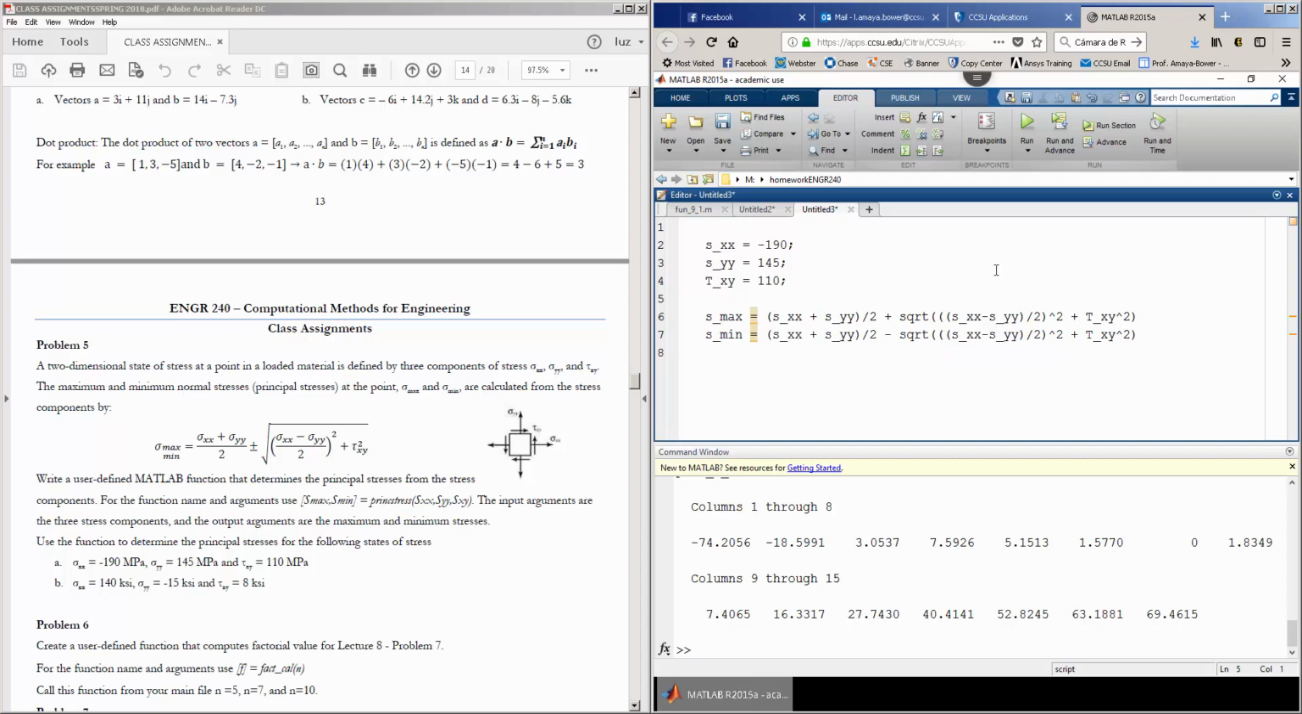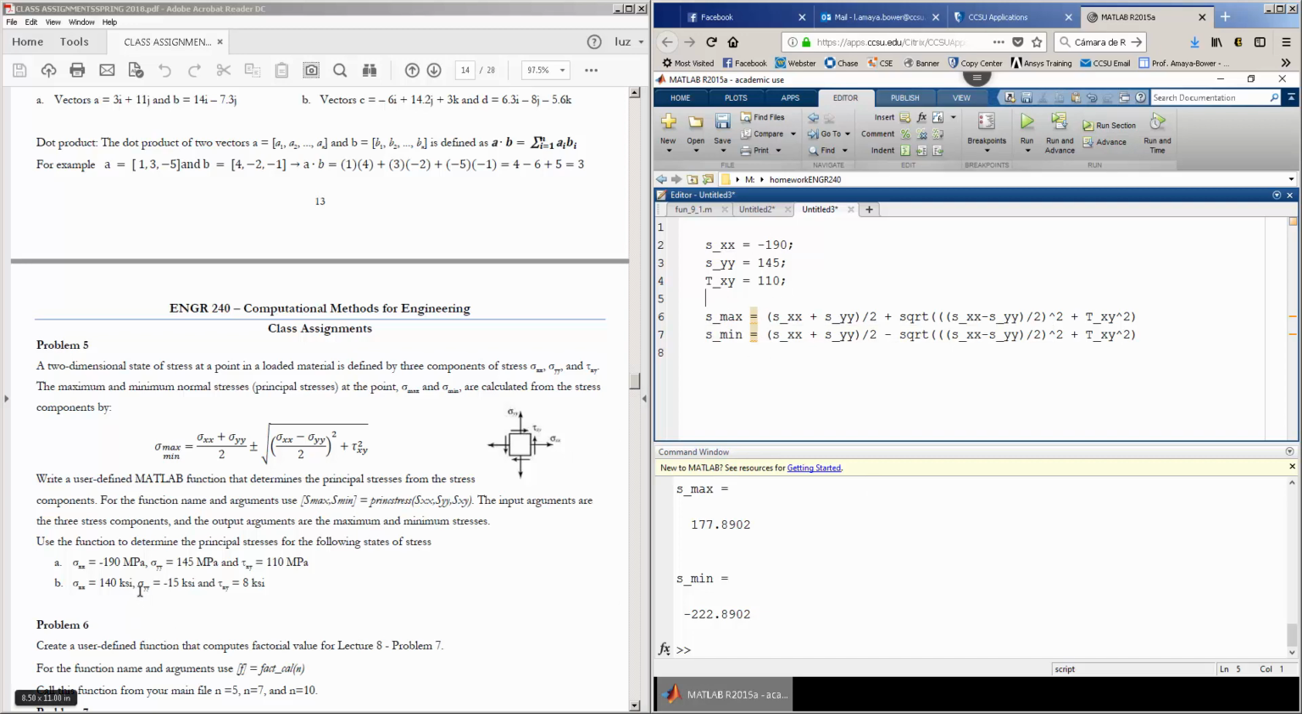Once again, we wrote it. Now we're going to test it with these 3 values. And we get the solution for the maximum and the minimum. Notice that this is not a vector, so you could go and add the 3 other results, and you will be able to test it again. So now let's save it.